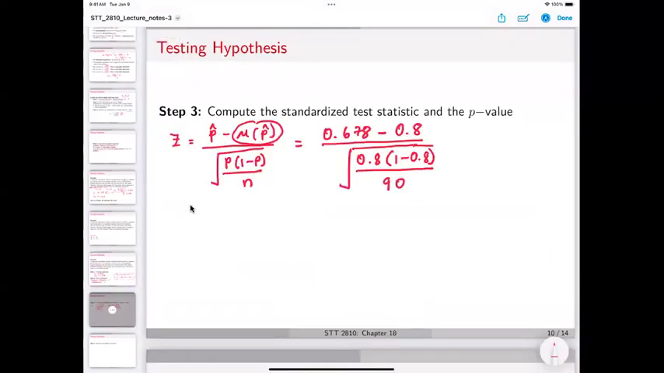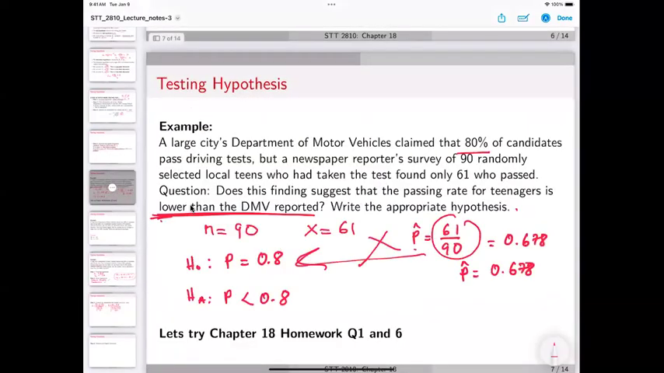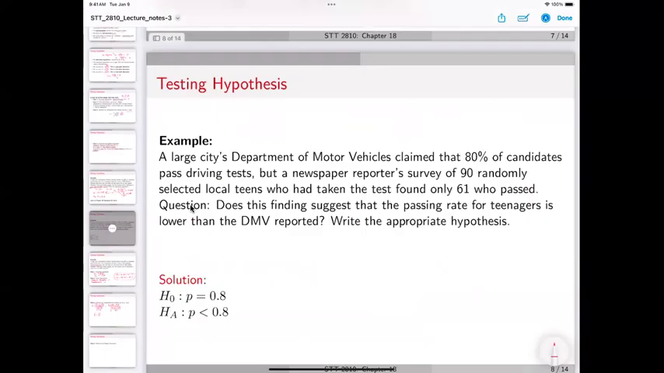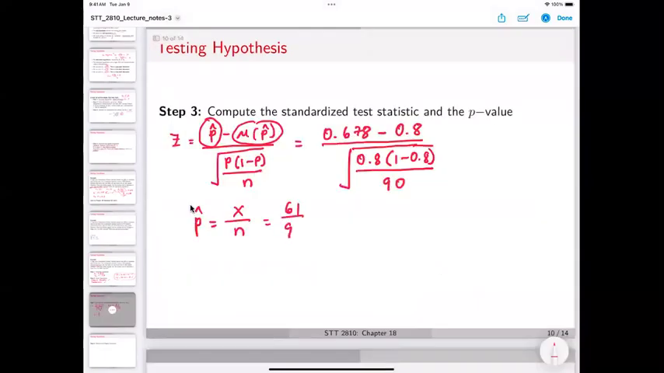Wait, on the top part, how is p hat 0.678? You mean this one? This is p hat, which we computed here, right? Okay. So p hat, if you are not given it, is always the number of successes over n. In that situation, the number of successes was 61. So we had 61 over 90.